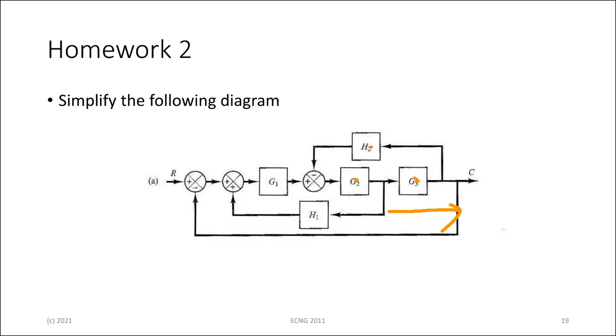All right, and then after that, you could probably simplify. It looks like you have another feedback loop and then another feedback loop. So it's almost like a nested set inside of here. So try it. It's not that difficult. All right. So any questions on this type of block diagram and the simplifications?